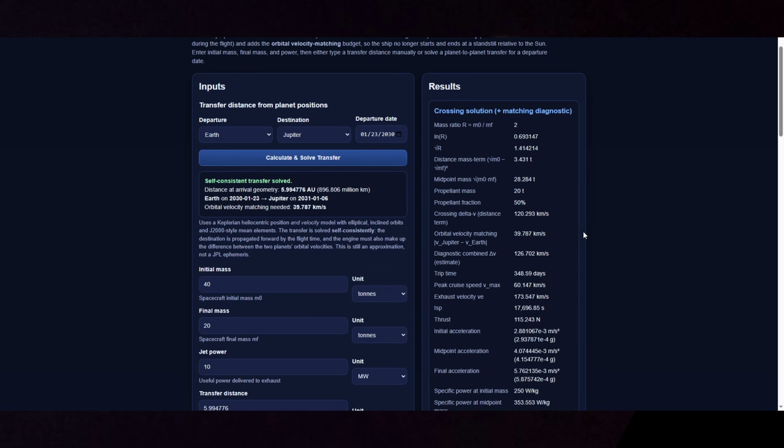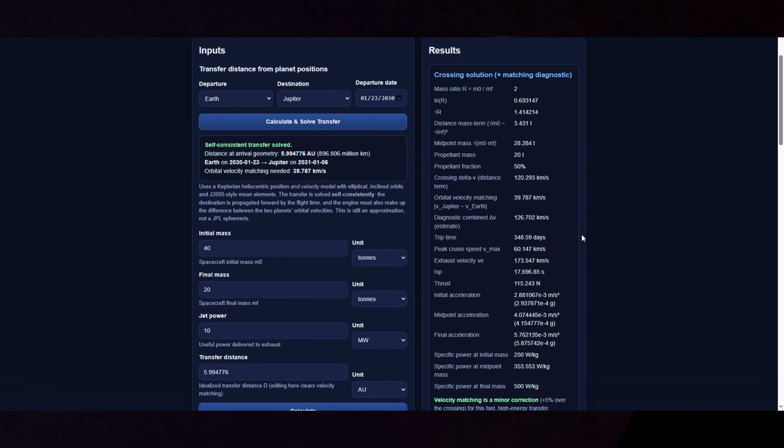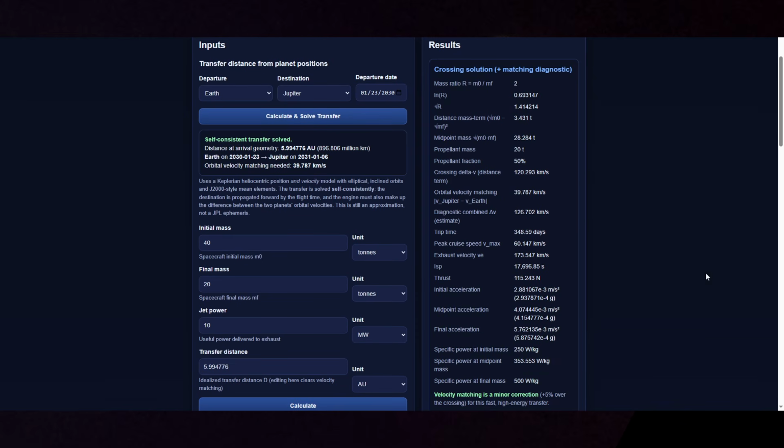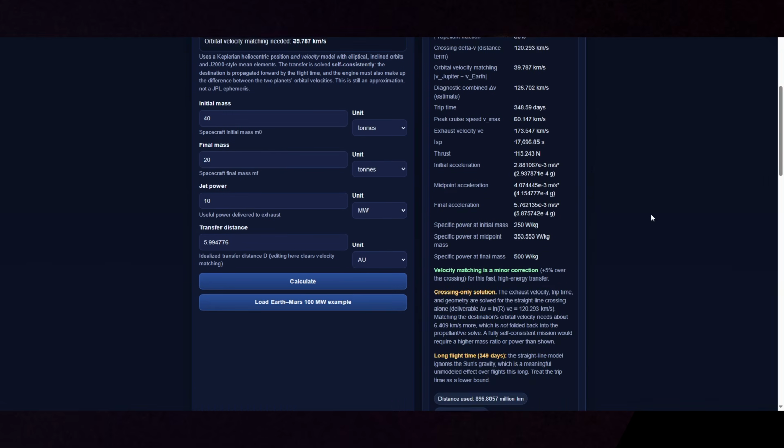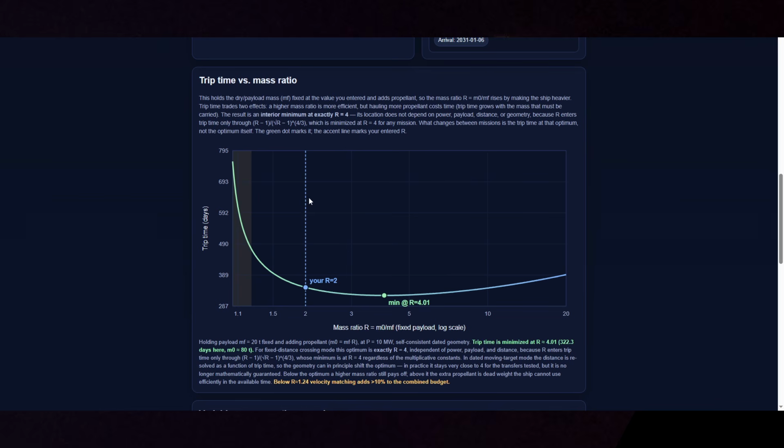Actually, initially, Claude did not understand that this was a thing and tried to say that there was no minimum. But that is because it was mistakenly varying the final mass, the dry mass of the ship. We don't want to vary the dry mass of the ship. And so I had to produce this graph. And we see here that we hit a minimum at around 4. It says interior minimum at exactly 4, even though it says 4.01 here.